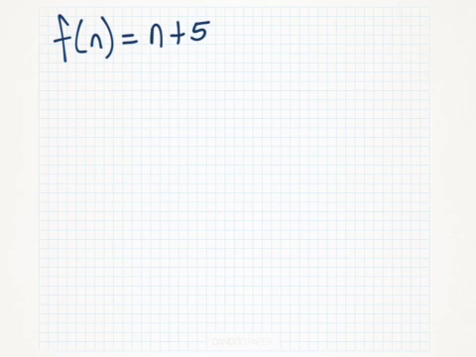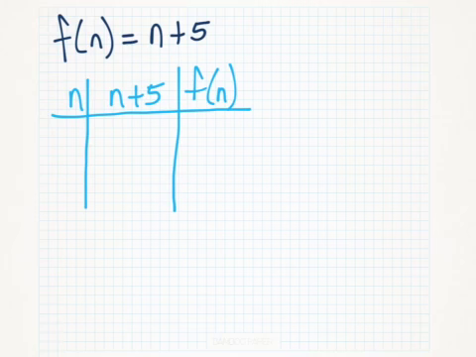Okay, in the last lesson we were talking about functions. So just a quick review, this is read as f of n equals n plus 5. Now, in order to solve this, we need to create a function table. So here's our function table, here's our domain and our range and our rule that we just pulled from right here.